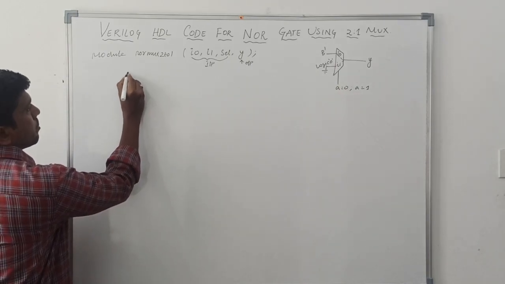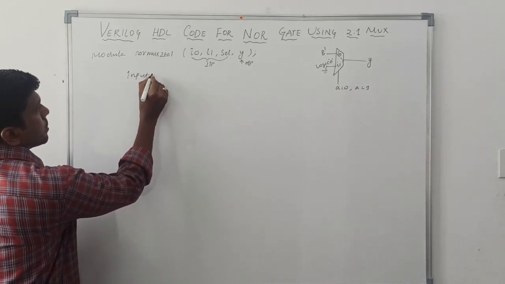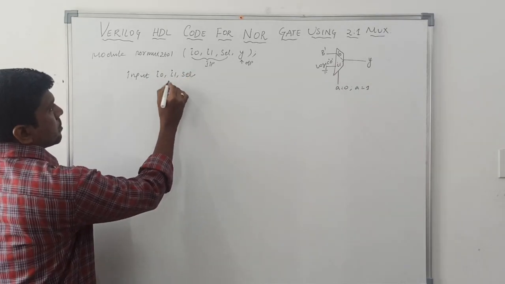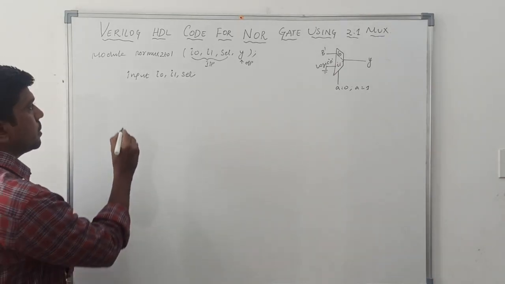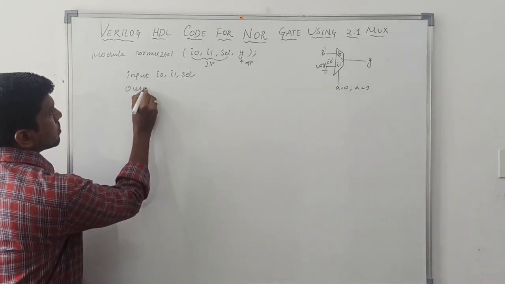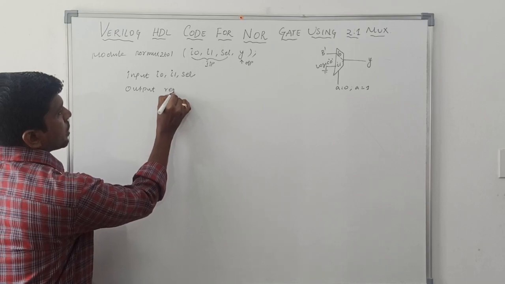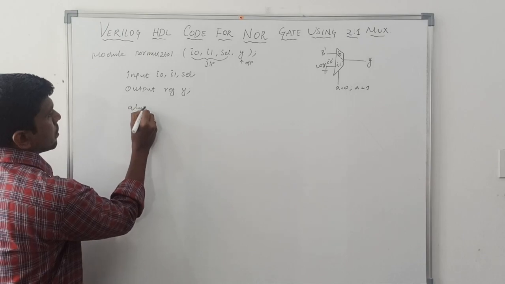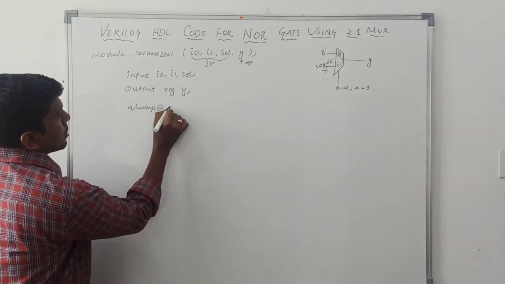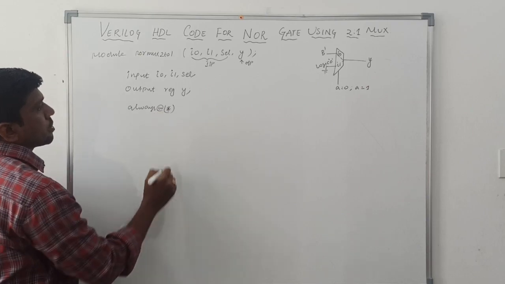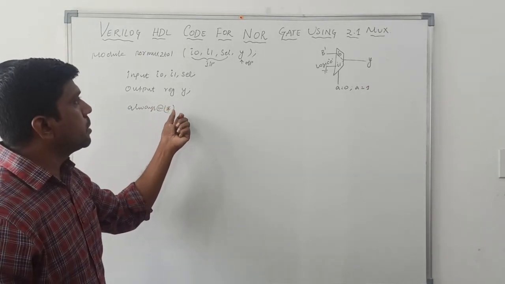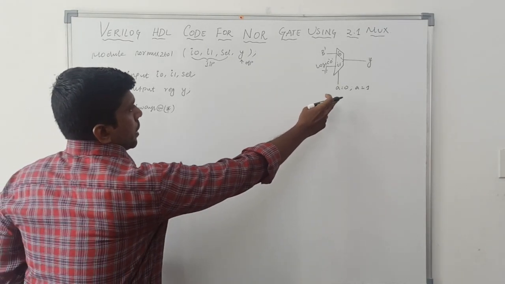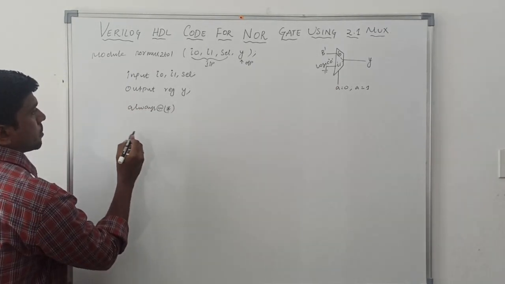Now declare the input variables: input I0, I1, selection. These three variables are considered input variables. Then output: declare the output as reg, not wire. Then always @ star. The star represents the variables that change the output, so here A and B change the output.